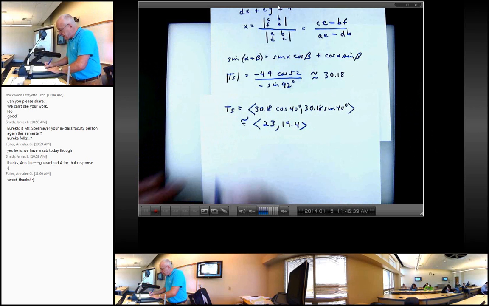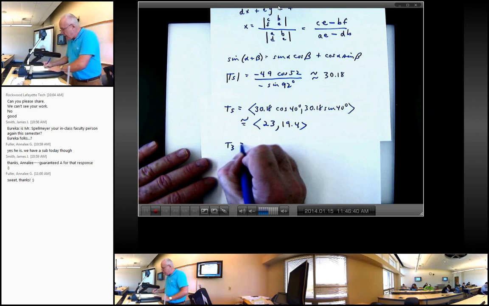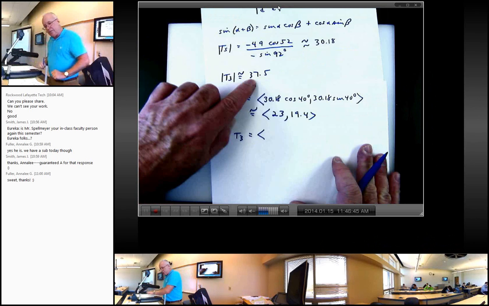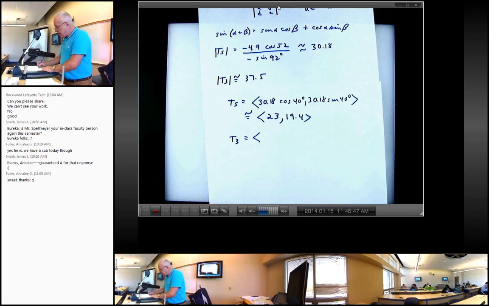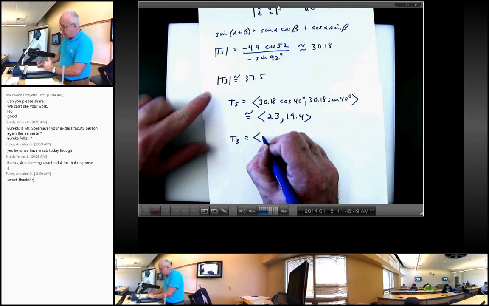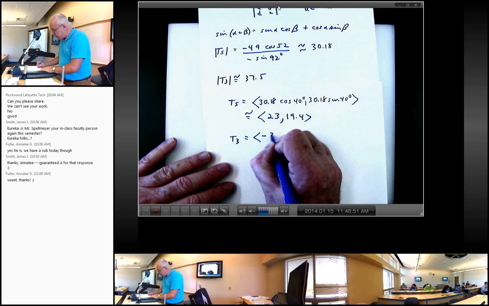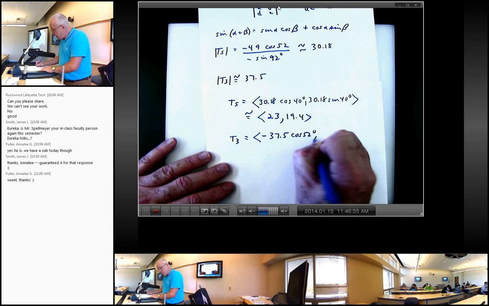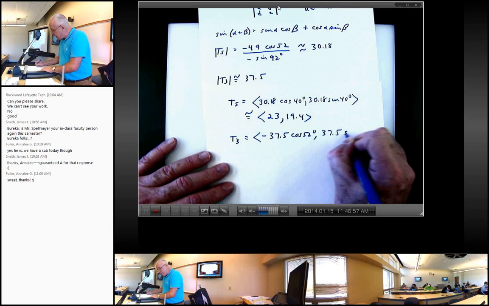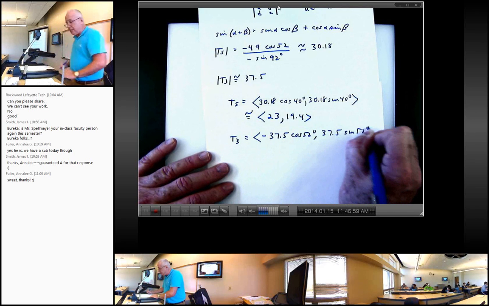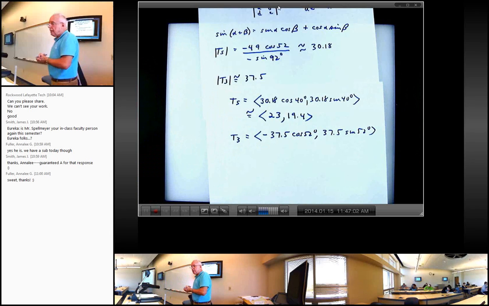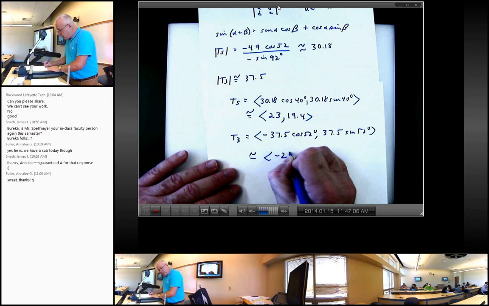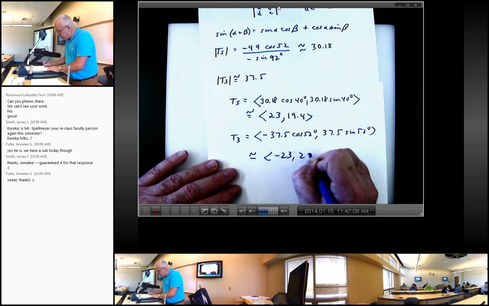And when I do the same thing with T3, I use my different magnitude for T3, which is 37.5. Now the x component is in the negative direction, so it's minus 37.5 times the cosine of 52, and then it's 37.5 times the sine of 52. That's our different angle over there. And this comes up to approximately minus 23 and 29.6.